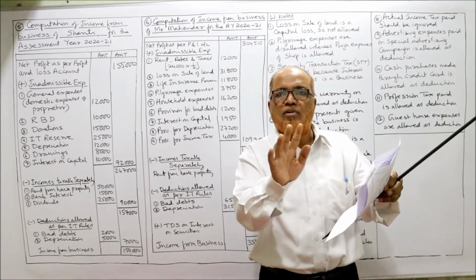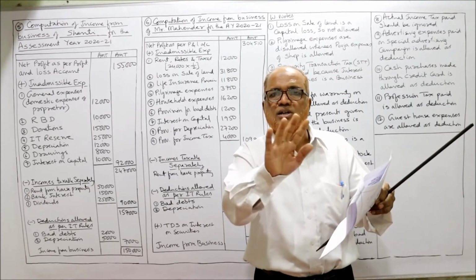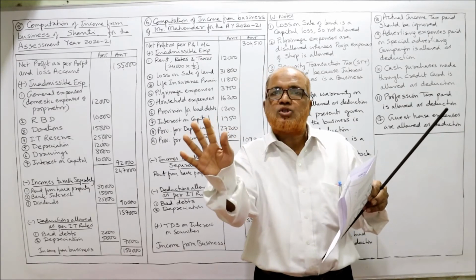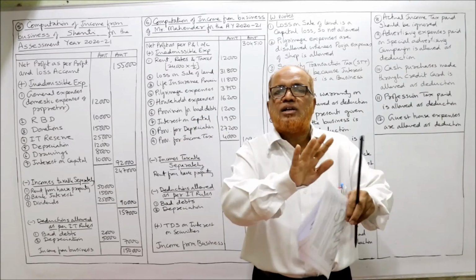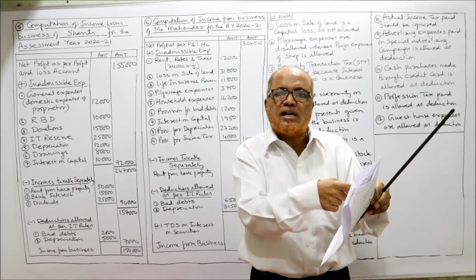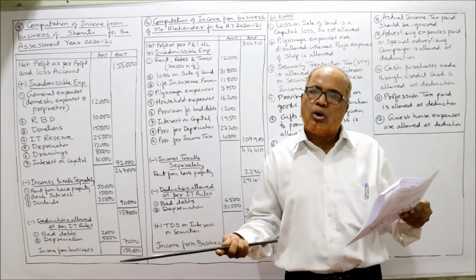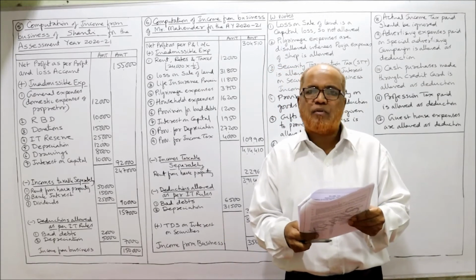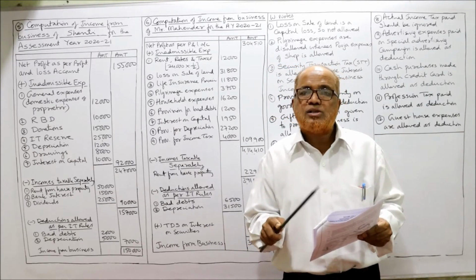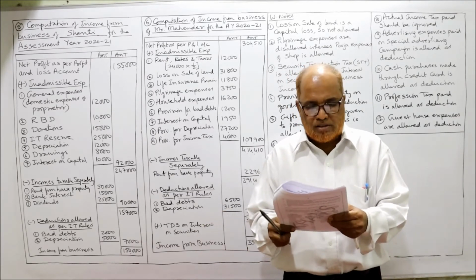If interest on securities was not given or they are not a part of stock, in that case security transaction tax will not be allowed. If securities are not part of stock, then security transaction tax will not be allowed. If securities are part of stock, then security transaction tax will be allowed as deduction. Then interest on bank loan, allowed. It's a business expenditure. Profession tax, allowed. General insurance premium: life insurance premium is not allowed, but general insurance premium is allowed because it is a business insurance.